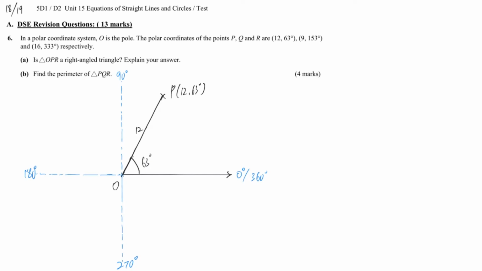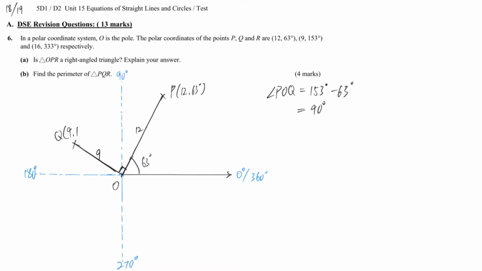After that, for the second point, from the polar axis, rotate 153 degrees anti-clockwise. 153 is between 90 degrees and 180 degrees, so it should be somewhere here. And for clear presentation and understanding, you had better write down how many extra degrees you need to rotate from the previous line. Therefore, we are interested in angle POQ, which is equal to 153 degrees minus 63 degrees. It's exactly equal to 90 degrees, so it's more convenient in our following calculation. So we have 9 here.